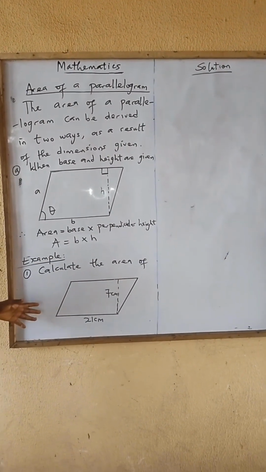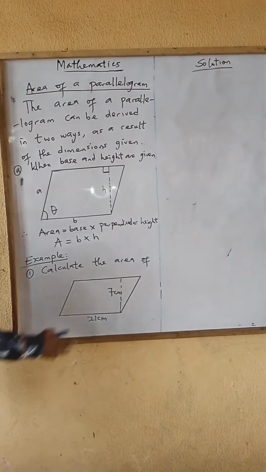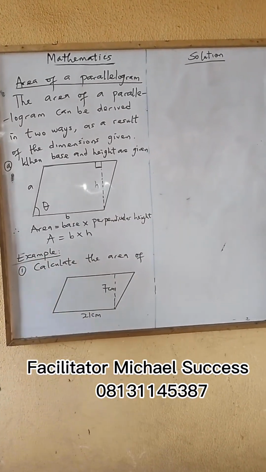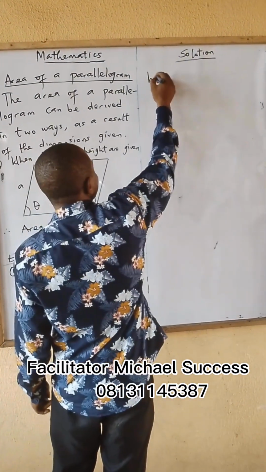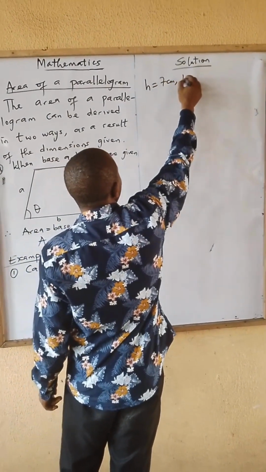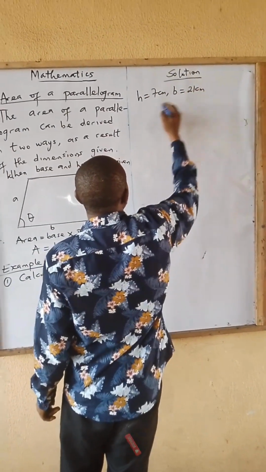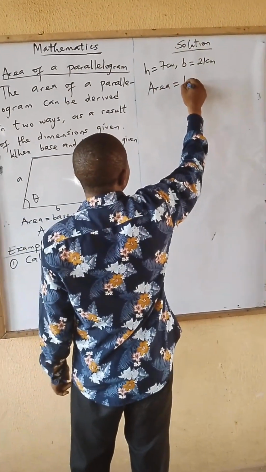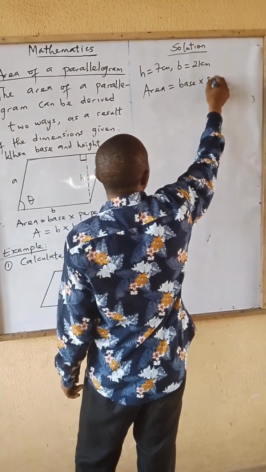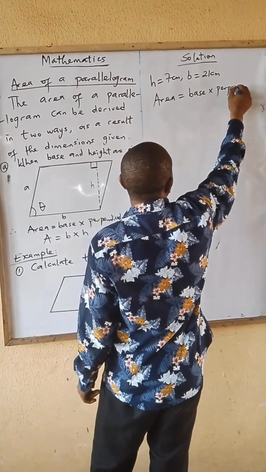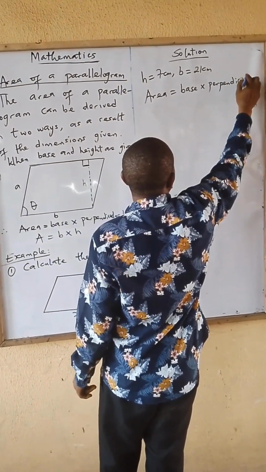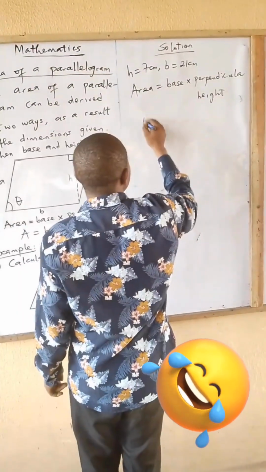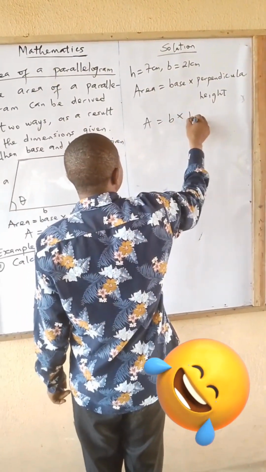Find the area of the shape below. This is the height, which is 7 centimeter, and this is the base, which is 21 centimeter. So the height is 7 centimeter and the base is 21 centimeter. So the area is equal to base times perpendicular height. That means A is equal to B times H.